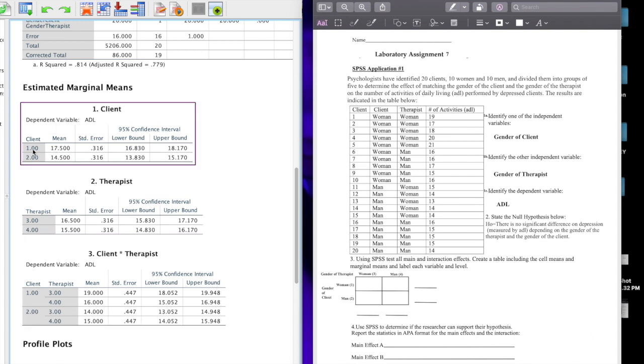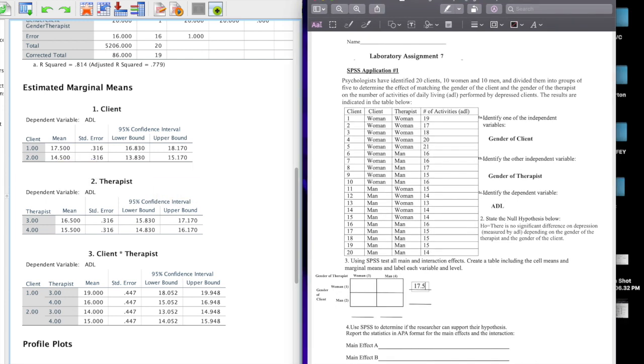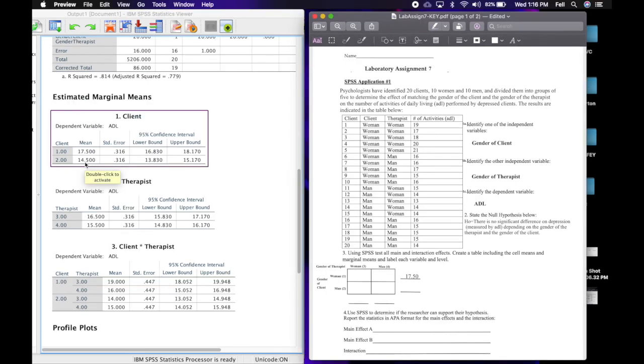So for the client that we coded 1, which was woman, the marginal mean, so the value that goes on the outside of the cells, is 17.5. So I'm going to put that here. Okay. And then let's see if we can do client when the client was a man. So that's going to be here on your output 2. And the marginal mean for the clients that are men is going to be 14.5.